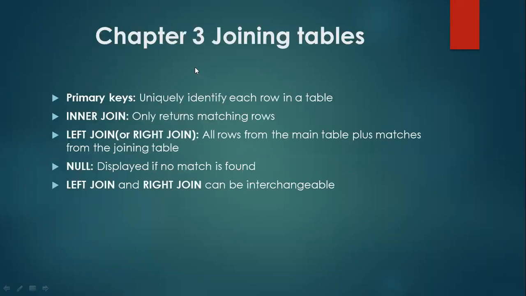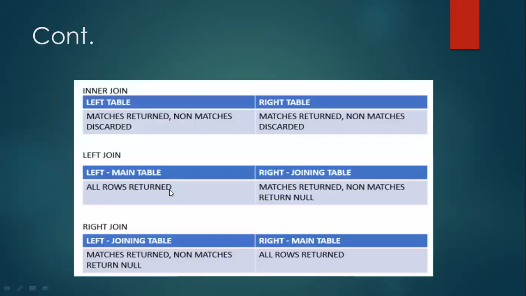Now we will discuss chapter 3, joining tables. First of all, primary keys. Primary keys uniquely identify each row in a table. Inner join only returns matching rows. Left join or right join returns all rows from the main table plus matches from the joining table. Null displays if no match is found. At last, there is left join and right join, and they can be interchangeable.